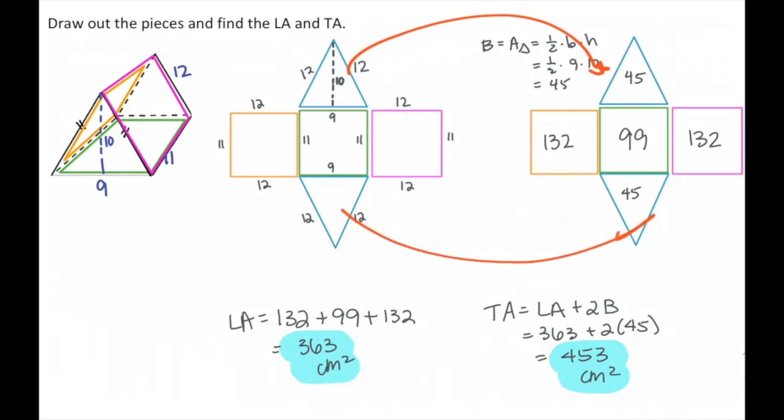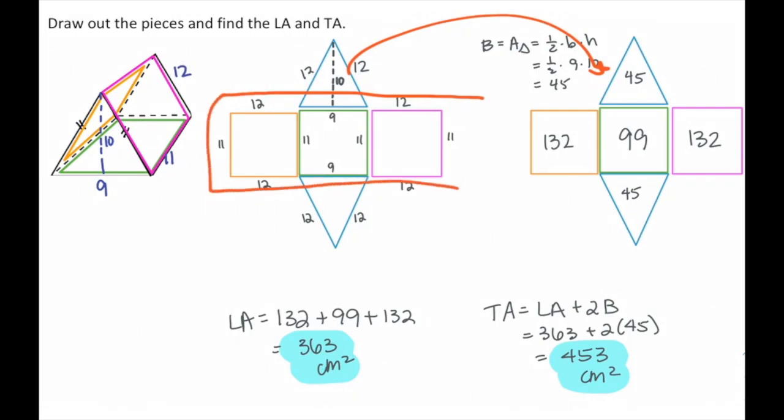Now these triangles are the same. Remember, bases are identical. I was able to find the area of that green square that's on the bottom, and the area of the pink square on the right there. So the lateral area is the area of these rectangles here, the lateral faces, the faces that are not the bases. So the lateral area I found was 132 plus 99 plus 132. Okay, that's my lateral area.